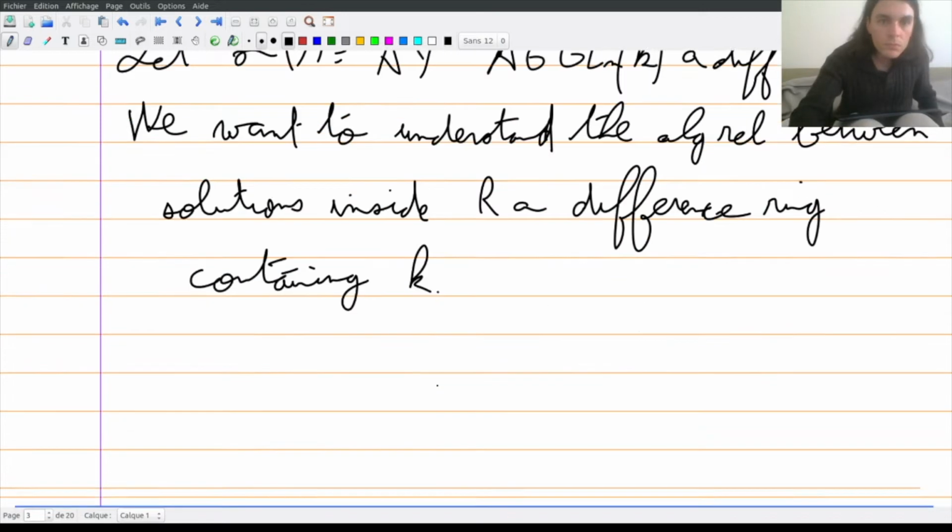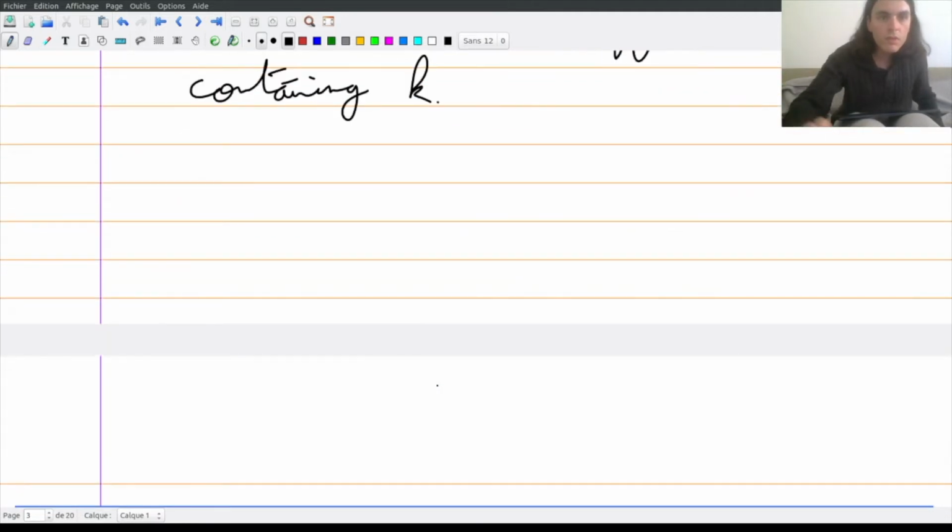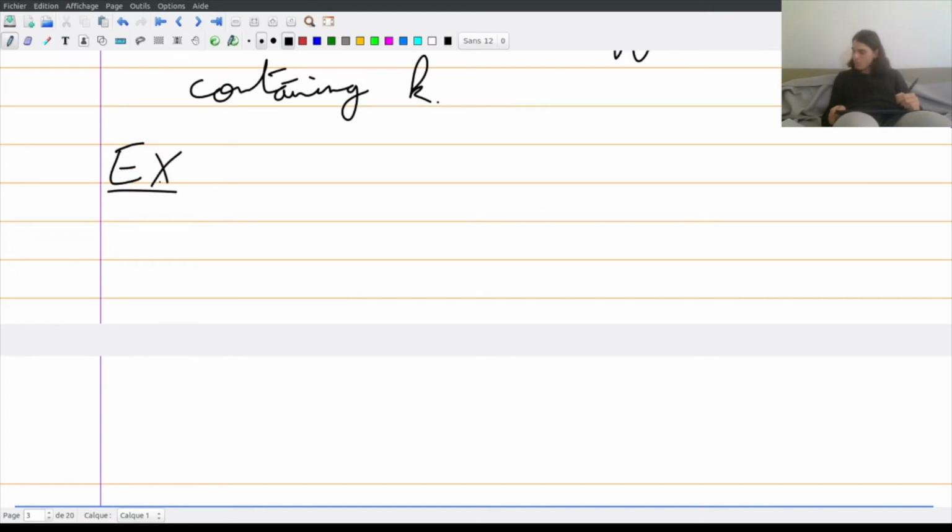So this question may be seen as quite abstract. So let me make a few examples that will be the main examples we are going to consider. The first one is the example we have seen just before: the complex sequences.